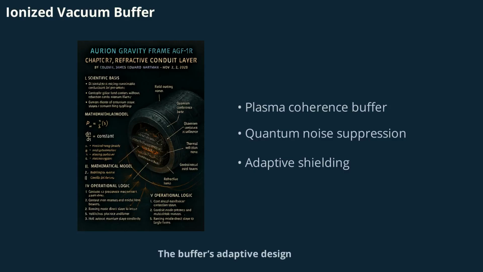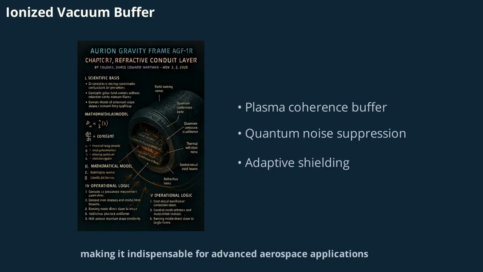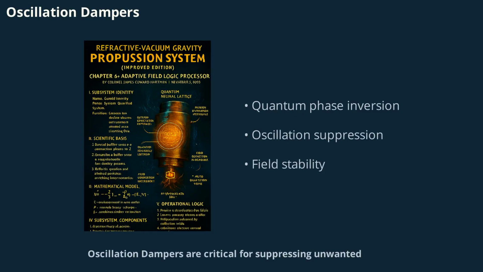The buffer's adaptive design with AI-controlled plasma density regulators and quantum noise absorbers ensures that RVG fields remain coherent even under extreme conditions, making it indispensable for advanced aerospace applications. Oscillation dampers are critical for suppressing unwanted quantum and electromagnetic oscillations within RVG field zones.